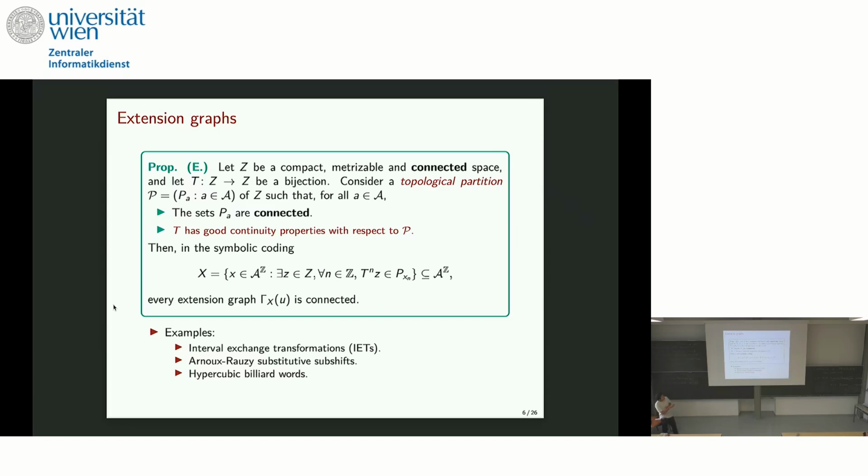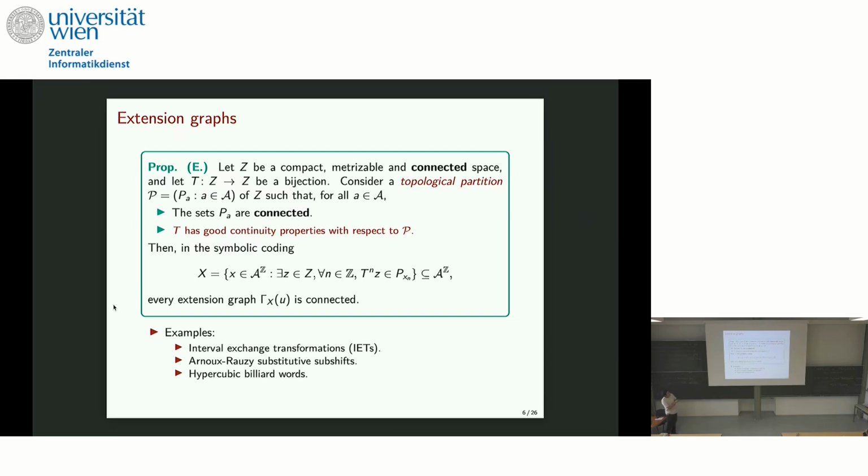So here in this case, Z is a compact metrizable space, and it is geometric in the sense that it is a connected space. Then we have T, the dynamics. In this case, it is enough to have a bijection. And then we have a topological partition to define the symbolic coding. I am not defining this. The thing is that we don't want anything too crazy. So for instance, if we have a partition using a Rauzy fractal, this is fine. But we don't want something really crazy.